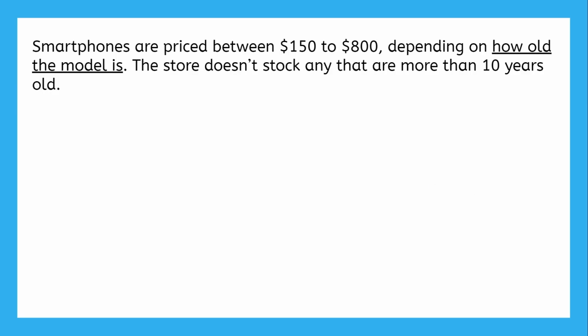Smartphones are priced between $150 to $800, depending on how old the model is. The store doesn't stock any that are more than 10 years old. The price of each smartphone model depends on its age, which makes the age the input. If the age is the input, then what's the domain? We were told the store won't stock anything older than 10 years ago, so the ages of all the phones in the store are less than or equal to 10 years old.